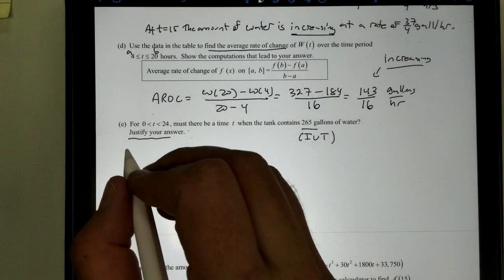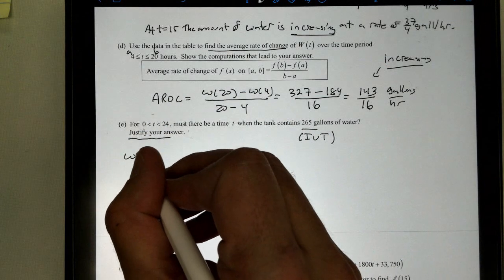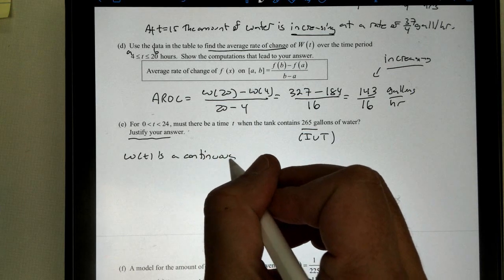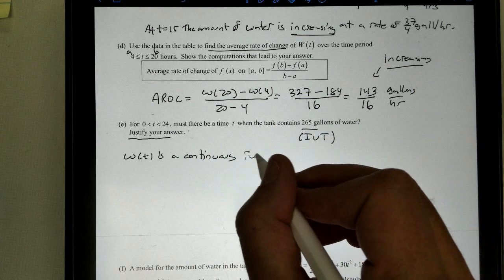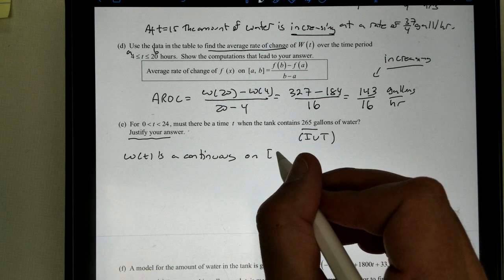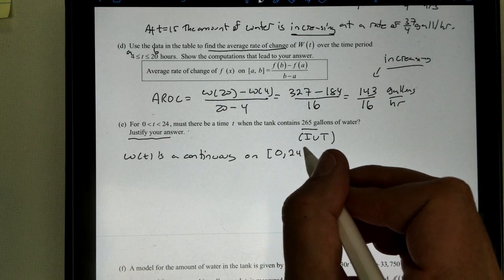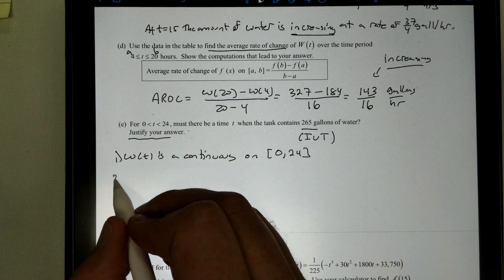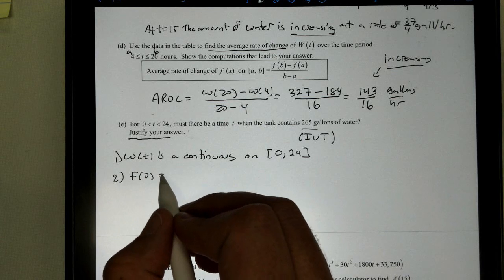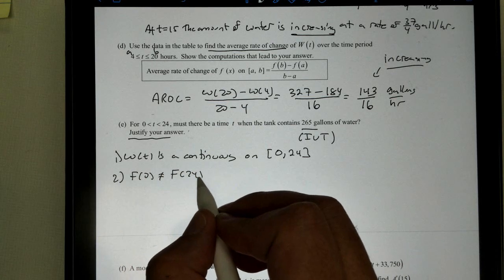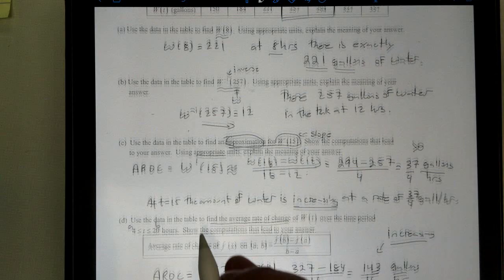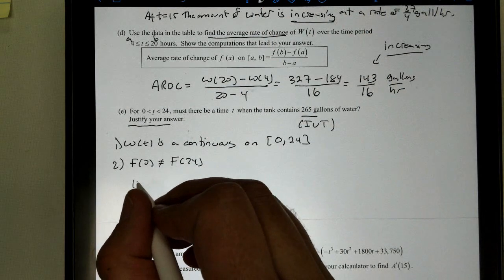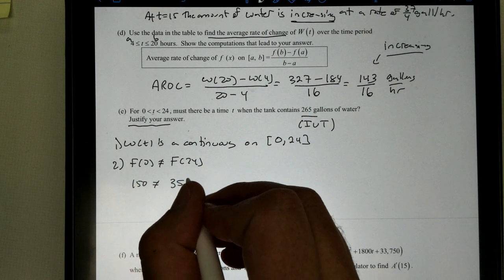So we're going to set this up. W of t is a continuous function, don't forget to define it, it's continuous, there we go, function on the domain 0 to 24. You know, they're telling me 0 to 24, so I can. Next, step 1, right? Step 2, is the value at 0 not the same as the value at 24? Yeah, let's see here. 0 was 150, 24 was 357. So 150 does not equal 357.